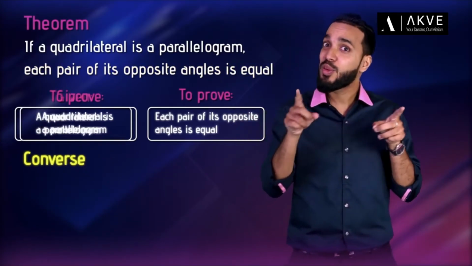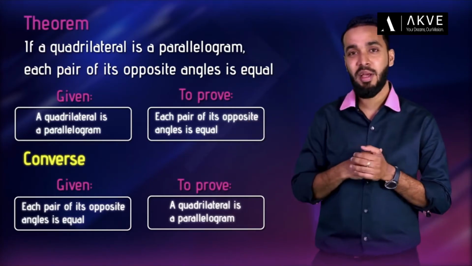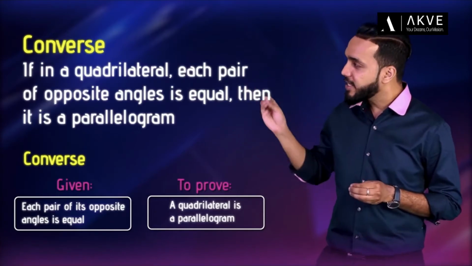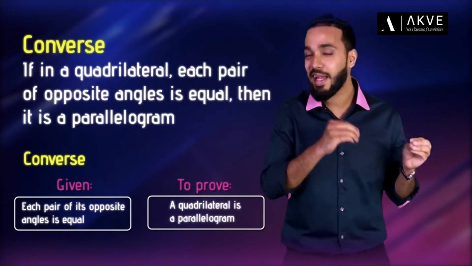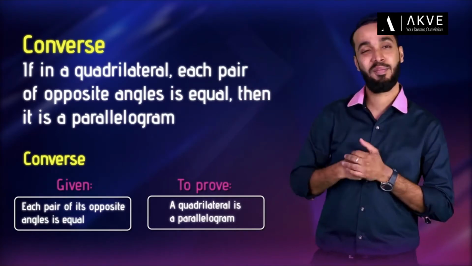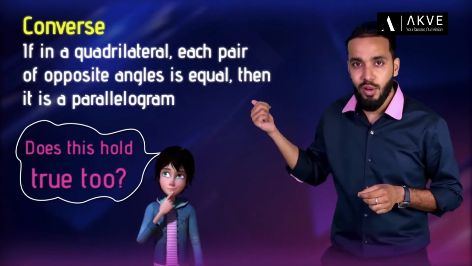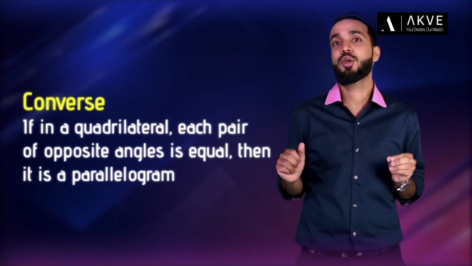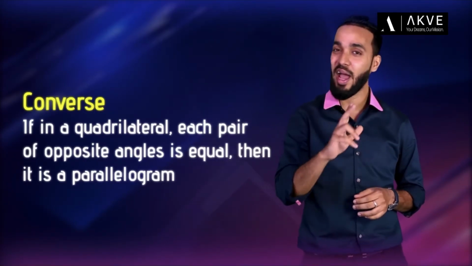So, on switching the given and the proved, we get the converse of this theorem, which can be written as: if in a quadrilateral each pair of opposite angles is equal, then it is a parallelogram. So, do you think this too holds true? Well, it feels like it, but we can't really say for sure until we prove it. So let's get on with it right away.